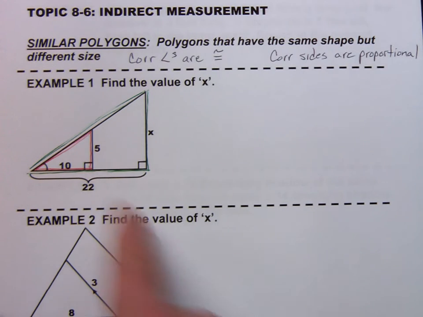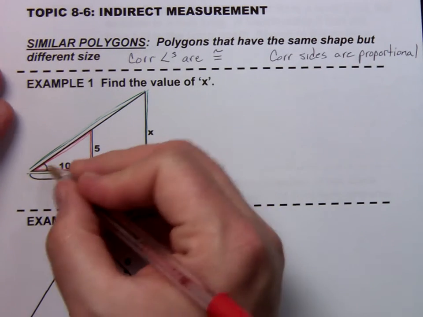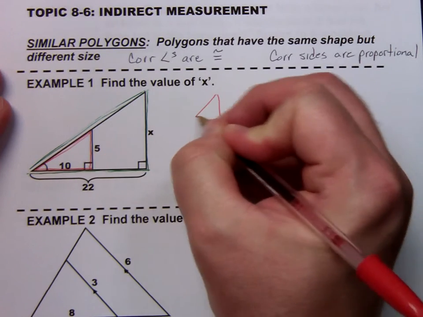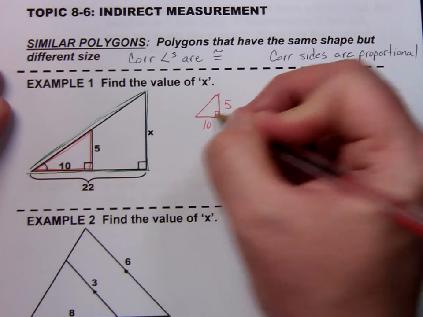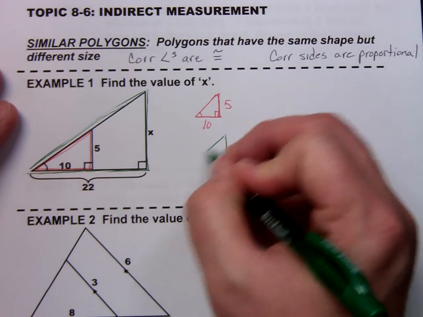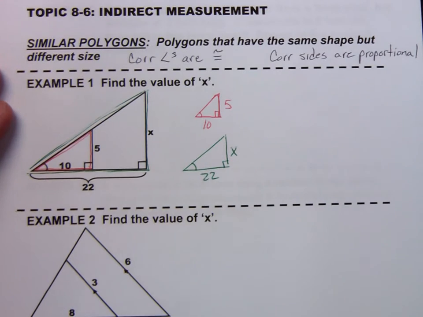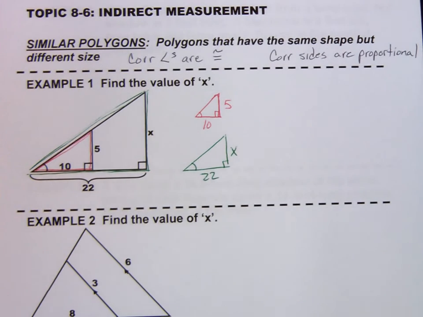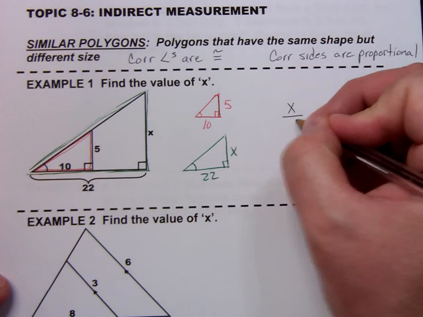Now, for some people, you can look at this and you can see what corresponds with what real easily. For some people, it's a little bit harder. So one thing that might be helpful for a few of you is to just redraw these triangles separately. Some of you, this might be a waste of time, but for some of you, this could really help. So I'm just going to redraw that triangle and then redraw the big triangle. And then that might allow you to see the different parts of the different triangles and how they correspond with each other. So the x corresponds with 5 from the other triangle.